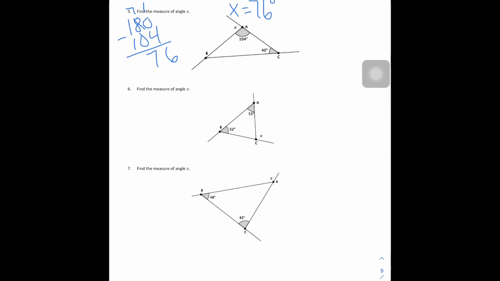All right, on this one, I am looking for this, and the 2 farthest away, I know, so all I need to do is add them together. 53 and 52. 3 and 2 make 5. 5 and 5 make 10. The angle measurement of x is 105 degrees.